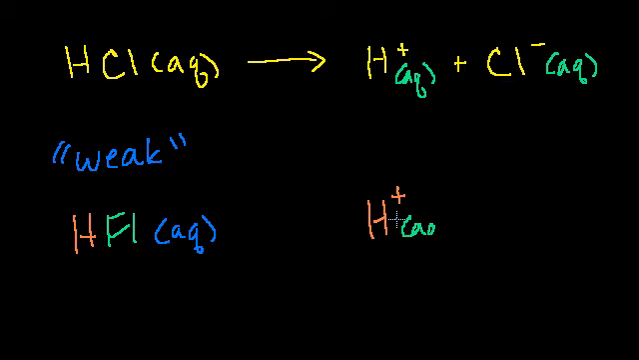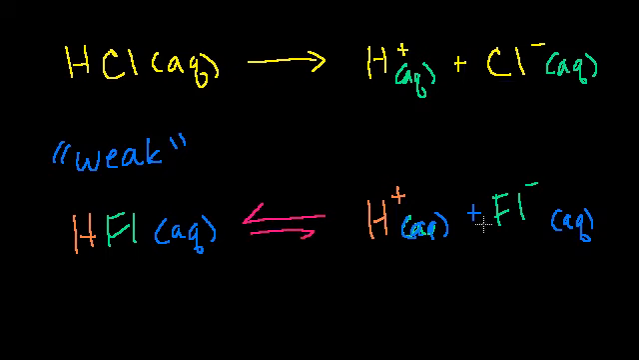Aqueous solution, and then that's going to dissociate with the fluoride, the fluorine anion. But this is a weak acid, so it's not just in one direction. It actually goes in both. So this is an equilibrium reaction, and we know all about these now. Which means that some of this goes in that direction, some goes in the other direction, and both of these species exist in the solution.